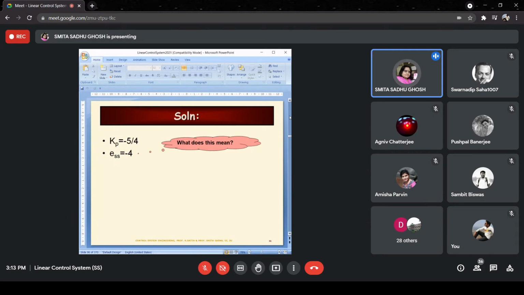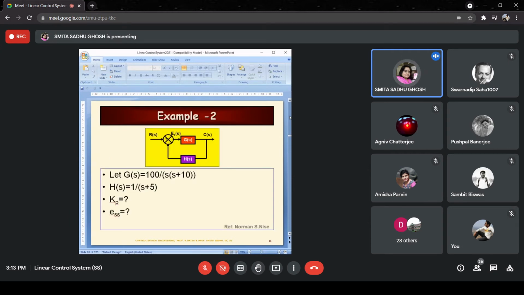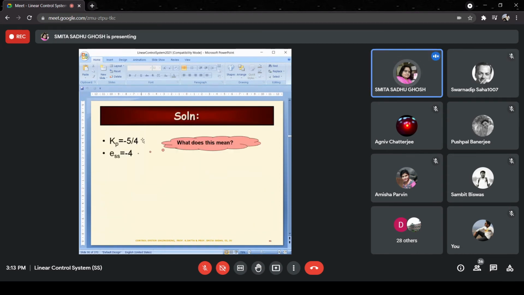Try to think about what it means a bit later, and also the steady state error. So e(infinity) is how much is it going to be? Minus 4. Yes, right. So basically, the value calculated for the position error constant is minus 5 by 4, and the steady state error is equal to minus 4.